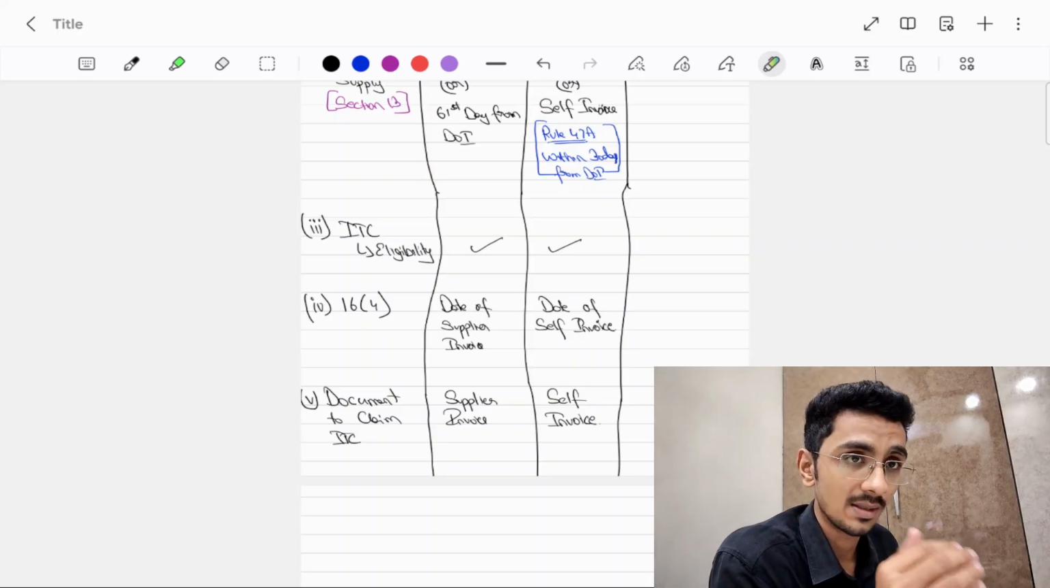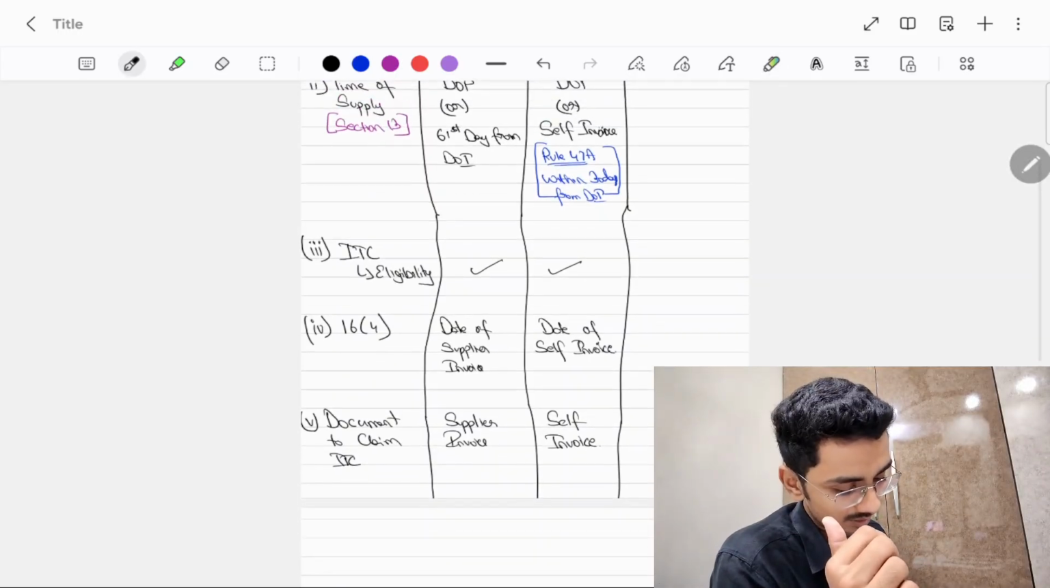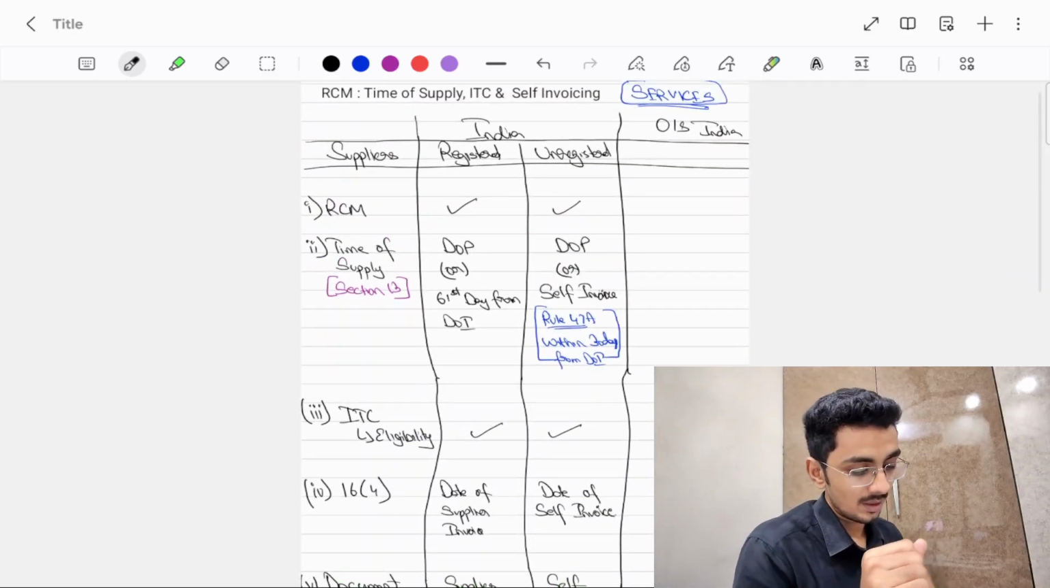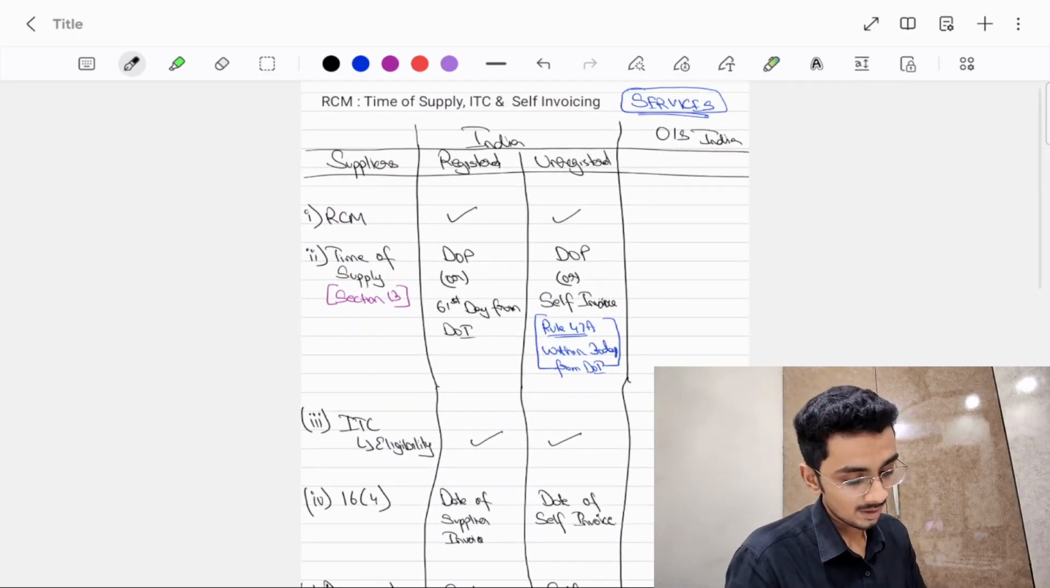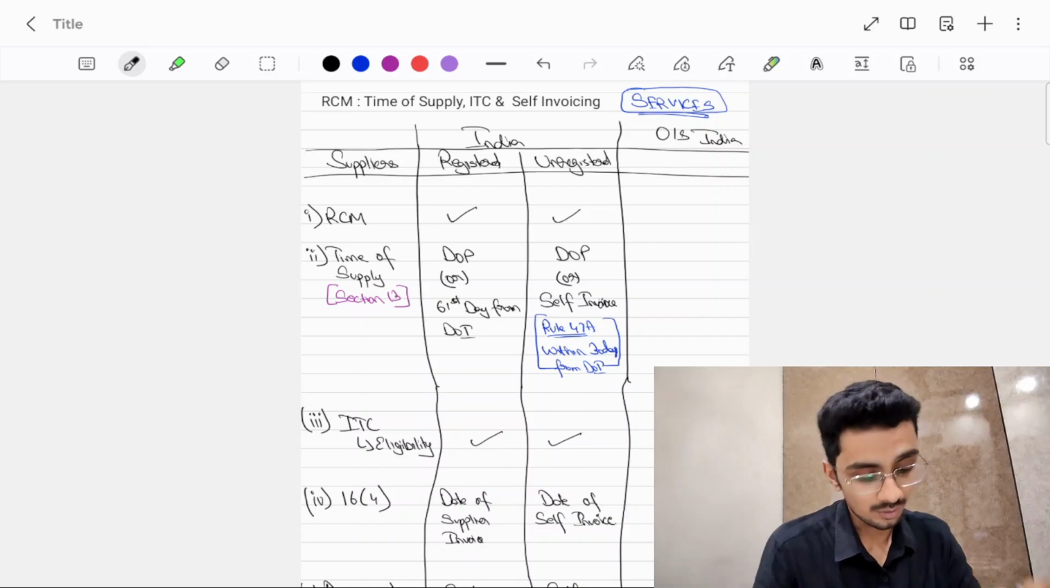So basis these conditions are to be satisfied. Primary rule is Rule 46 to be considered, but for our conversation we are just limiting to higher-level grounds as of now. So it's a very simple case. First, for every service, you have to check whether RCM is applicable or not.